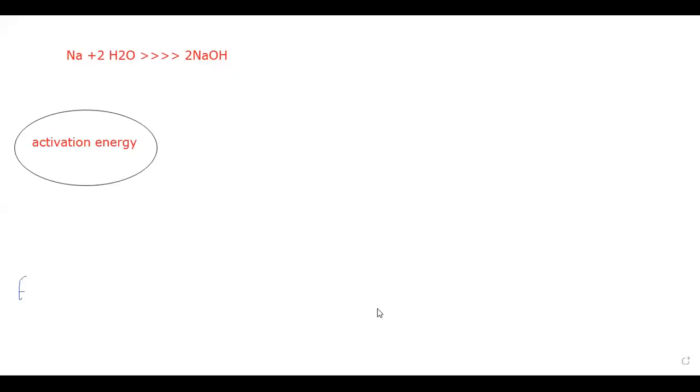Got it? So activation energy is the minimum energy particles need to react. Got it? This is what I need to say about exo and endothermic reaction. Here, a question in your chat box.